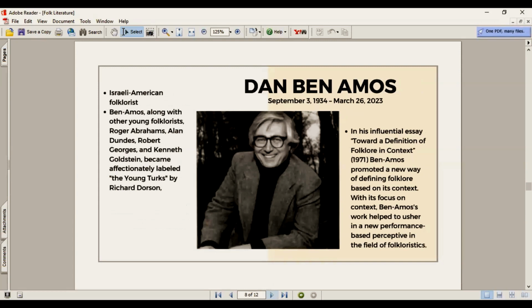Dan Ben-Amos was an Israeli American folklorist, and he was among a few young folklorists, including Roger Abrahams, Alan Dundes, Robert Georges, and Kenneth Goldstein, who were affectionately labeled the Young Turks by Richard Dorson for the amazing work they did. He was influential, and he wrote a very important essay known as Toward a Definition of Folklore in Context. Its focus was on context, and Ben-Amos's work helped usher in a new performance-based perspective, which is the most modern form of folkloristics, and the performance-based research we perceive till today was given by Dan Ben-Amos.